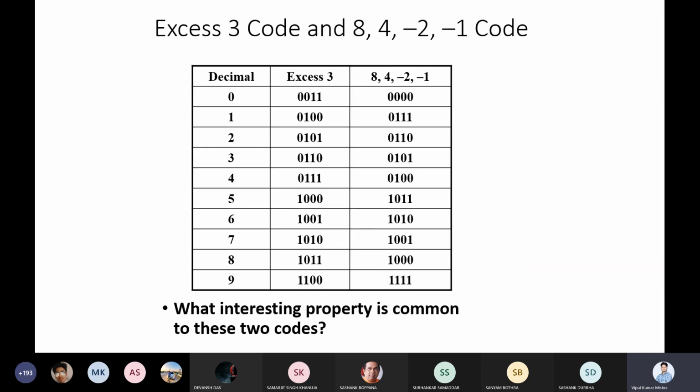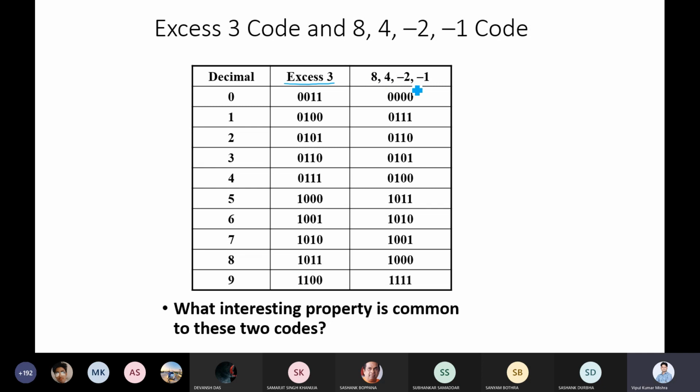Now let's look into these codes. Now I'm saying XS3 code. So here we have XS3 code. What is XS3 code? For each digit you just add 3. So 0 is represented by 0+3, that means 3. 1 is represented by 4. 2 is represented by 5. 3 is represented by 6 and so on. 9 is represented by 12.